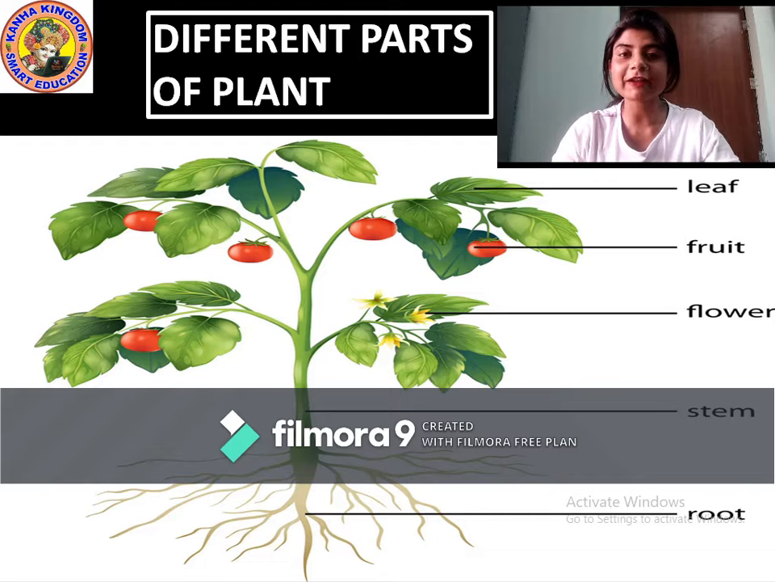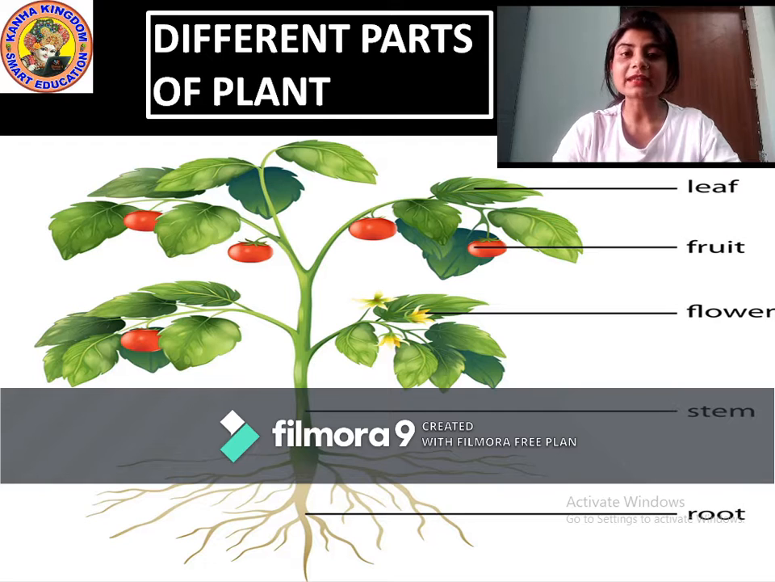Plants grow from the roots. First the root develops, after that the stem develops. Then the leaf of the plant develops, then flowers, then fruit. Understood? So these are the different parts of the plant and these different parts of the plants are eaten as food.